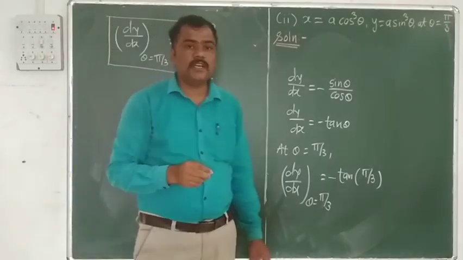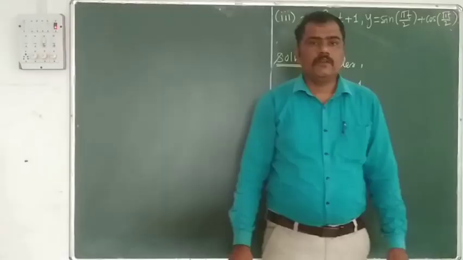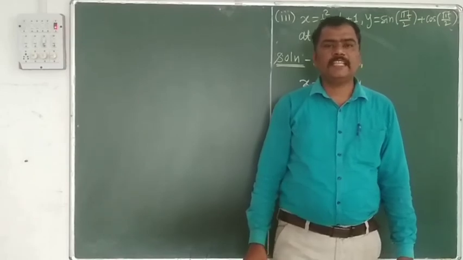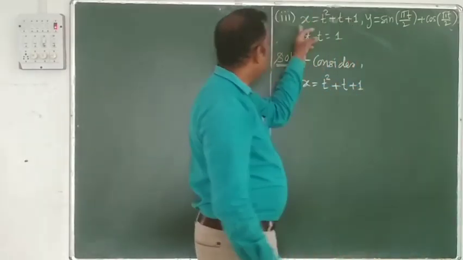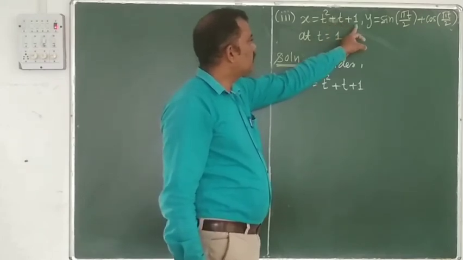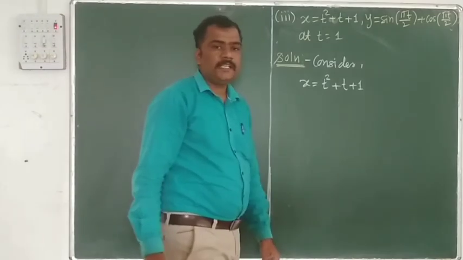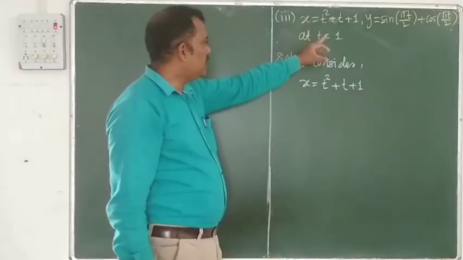Afterwards, we have to discuss example number 3. Now we have to discuss example number 3. What is example number 3? See here, x is equal to t square plus t plus 1, y is equal to sin pi t by 2 plus cos pi t by 2, at t is equal to 1.